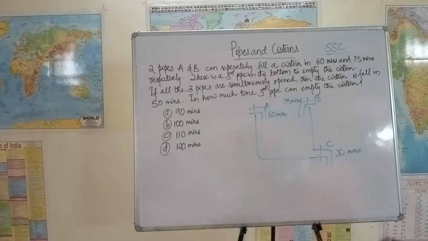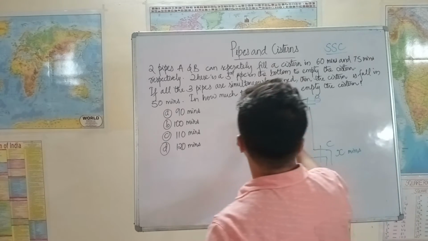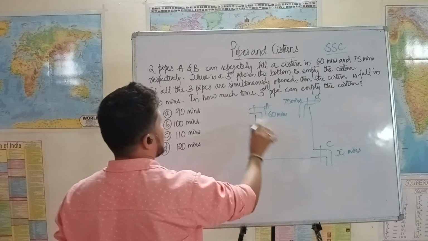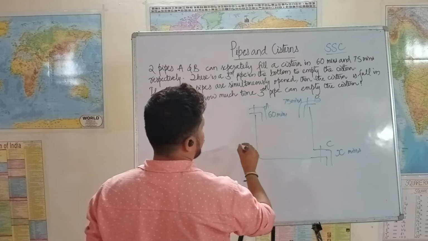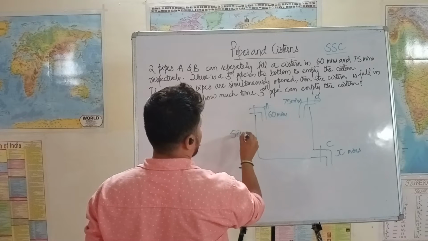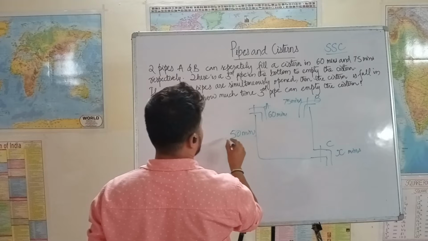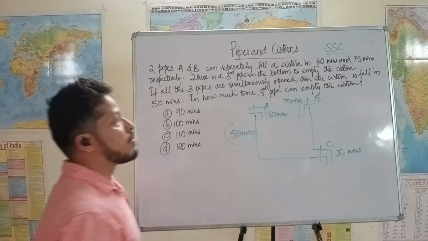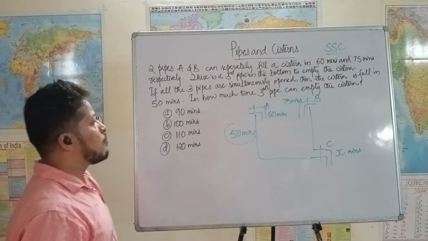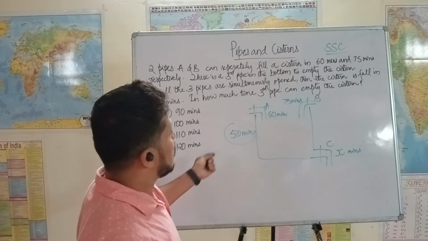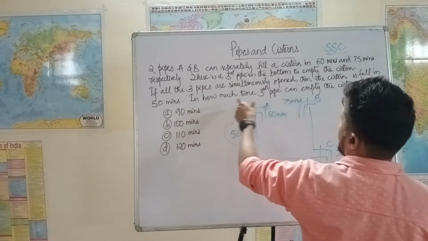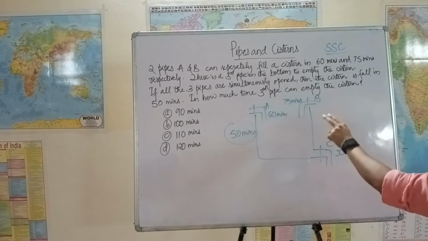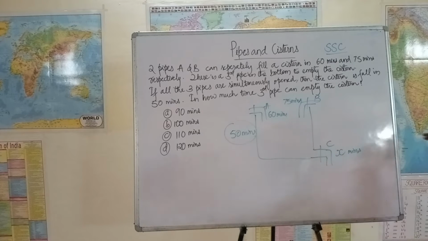Then if all three pipes are open simultaneously, the tank is filled in 50 minutes. If all the three pipes are on, then what we need to find is how much time the third pipe takes to empty the full tank. That is this X. We have to find the value of this X.